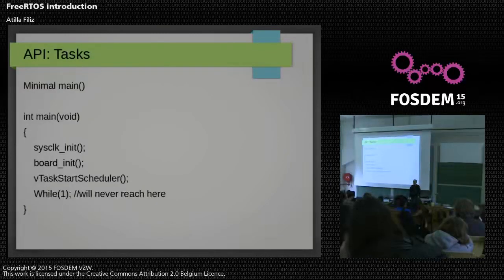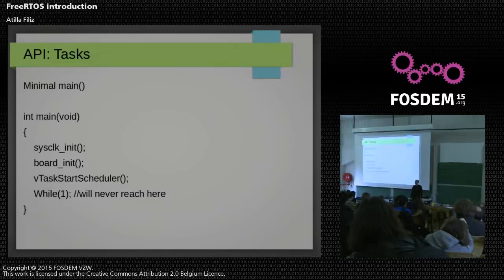So this is what a minimal main function looks like in the hardware I use, mainly Atmel microcontrollers. The sysclock init and board init are completely microcontroller functions. They have nothing to do with FreeRTOS. The only FreeRTOS related function here is task start scheduler. Until I run the scheduler, there is nothing about FreeRTOS, and once I start the scheduler, it all starts running in FreeRTOS context.